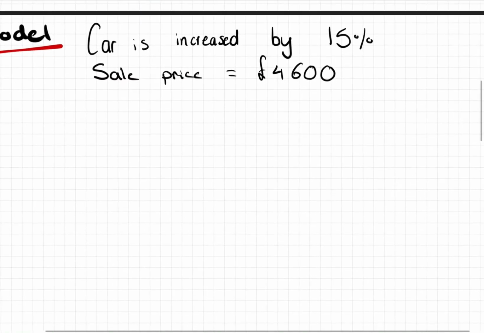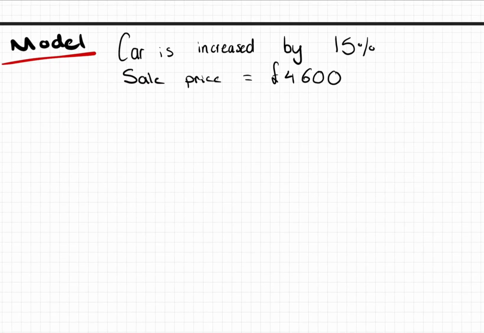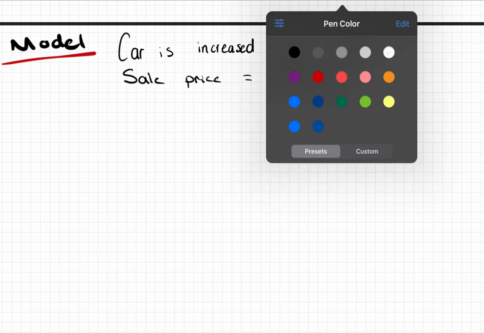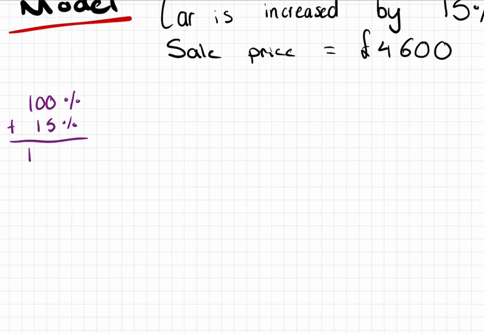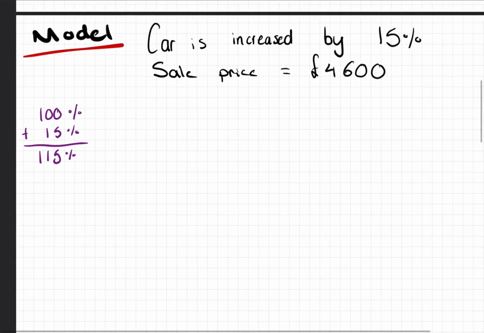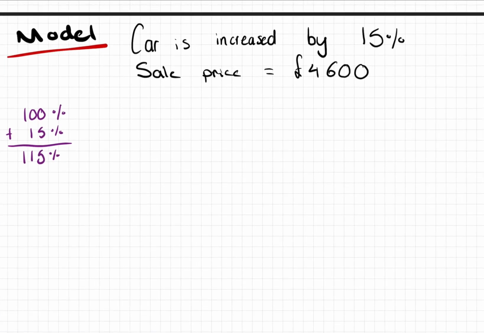A car is increased by 15% this time. Okay, so if we increase it by 15%, I'll put it in a different colour. 100% is our original amount, and we're adding 15%, so it's now 115% of the original amount. Okay, so the new sale price is 4,600. Let's have a look. Well, we know that 4,600 equals 115%.